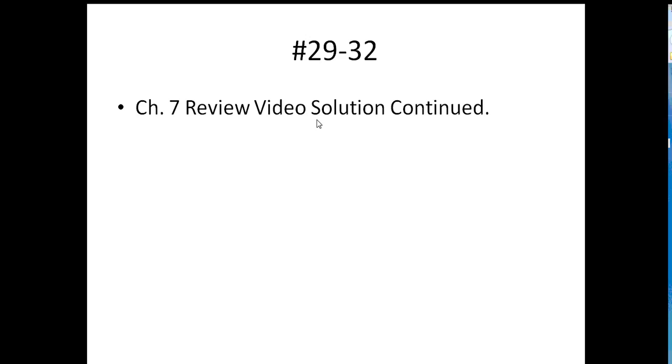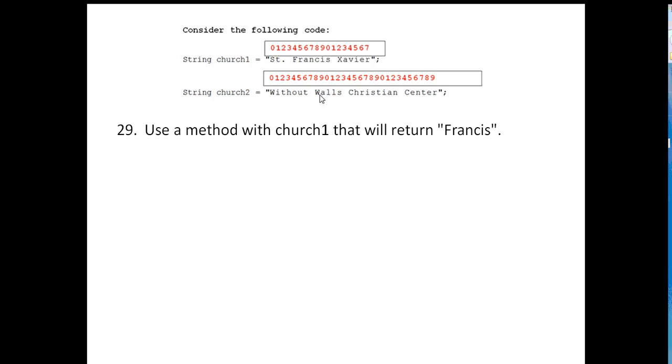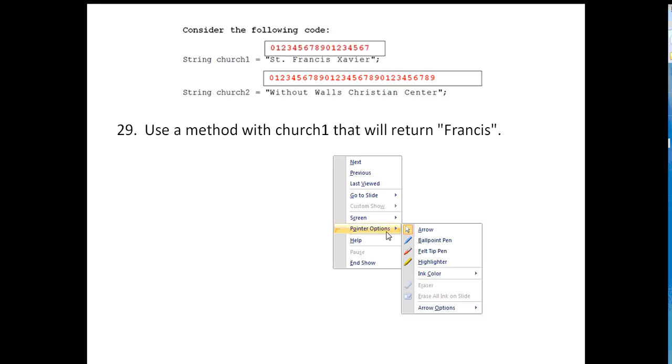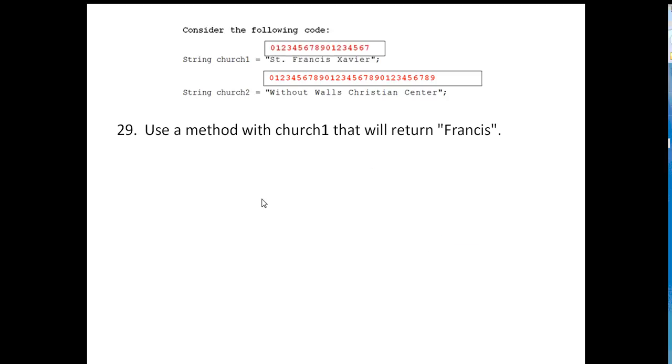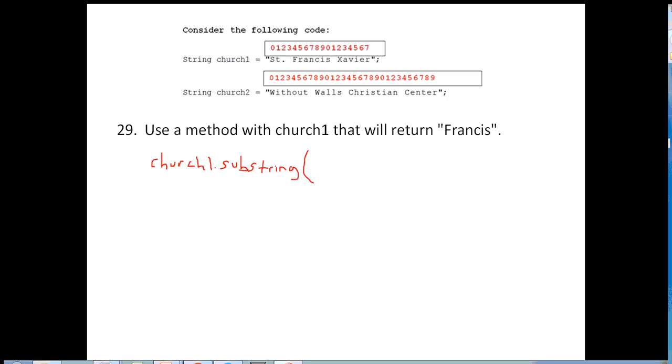So, problem 29. We're going to use a method with Church1 that will return Francis. A method that will return Francis. Okay, if it's going to return characters, it has to be substring. So that's what we're going to be using, a substring. And we want to use the method with Church1, so that makes it fairly easy.